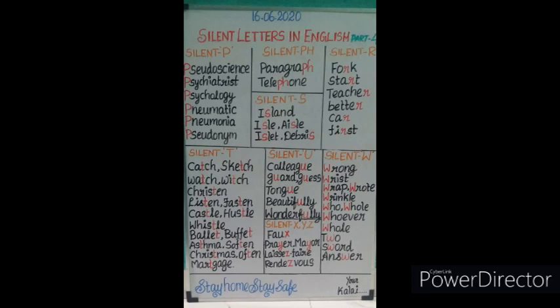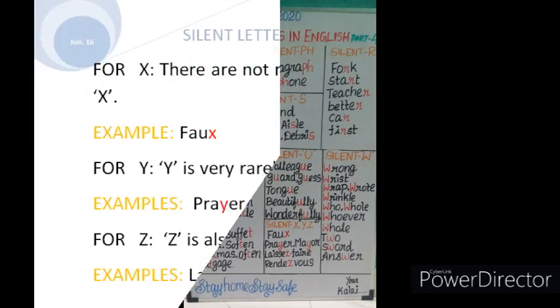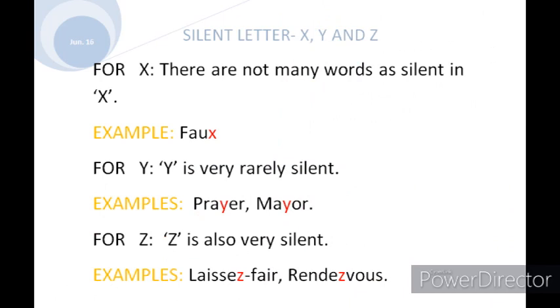Okay, next, nearing the end. X. Honestly, there are not many words with a silent X. Only one word I can find, that is FAUX. By spelling F-A-U-X, but we have to pronounce it as fo. It is a French word, I think. Then Y. Y is very rarely silent. Already we saw in vocabulary, no? Instead of using very rarely, we can use seldom or infrequently.